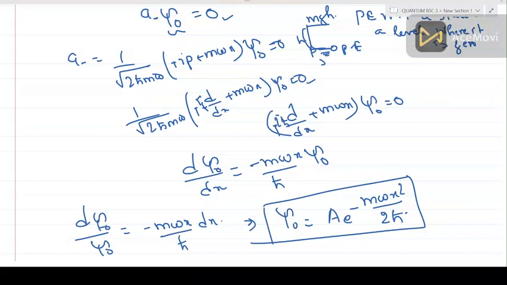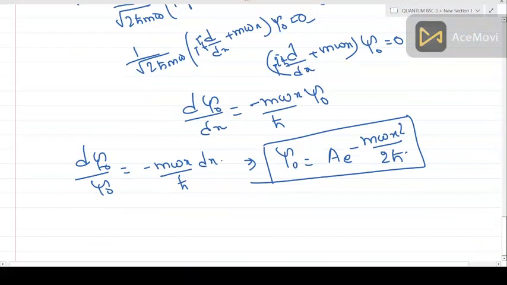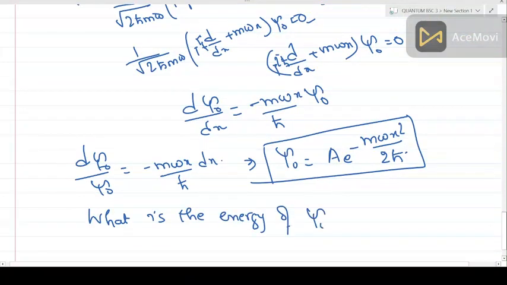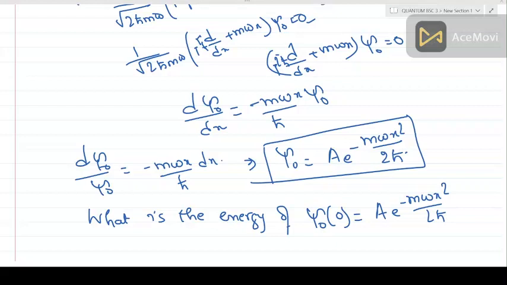It is an exponential equation. So this is your ground state. Now what is the energy of this state? And this is the most important thing that you are going to study about this simple harmonic oscillator. The next question is, what is the energy of psi naught? I am writing it as A e to the power minus m omega x squared by 2 h bar.